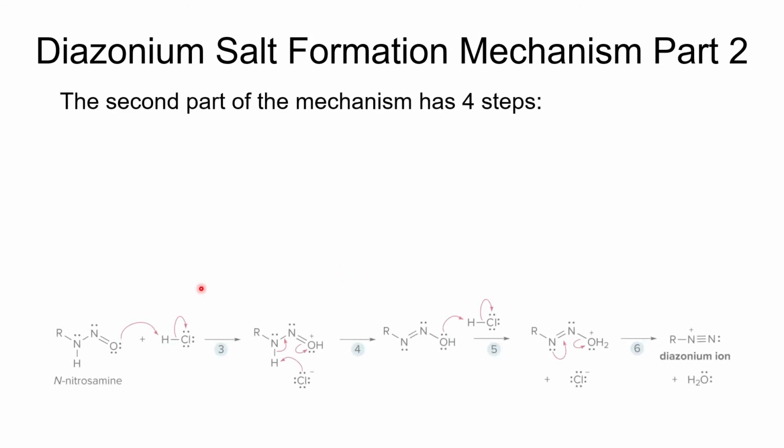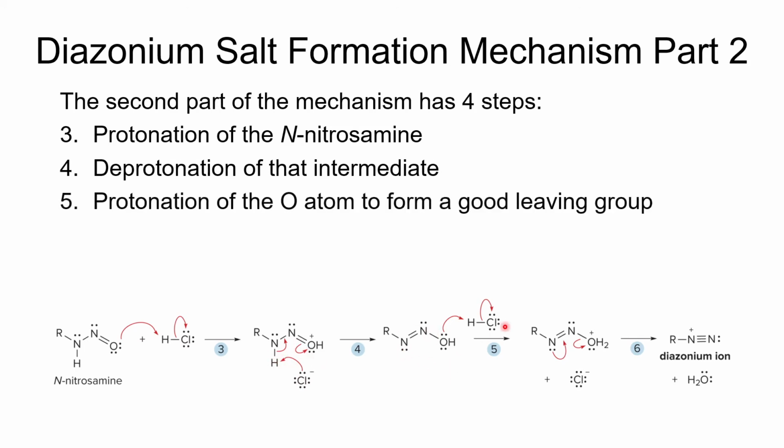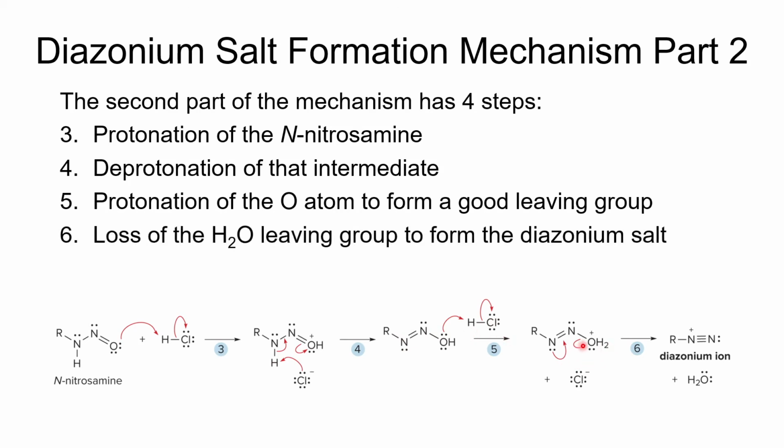So on this, we're going to protonate that nitrosamine. That gives us this. And then we're going to use the counter ion here to deprotonate that intermediate. That will give us this. And then we're going to protonate that again. And then H2O is going to act as a leaving group, and that will give us the diazonium salt. And so that is how we form the diazonium salt.